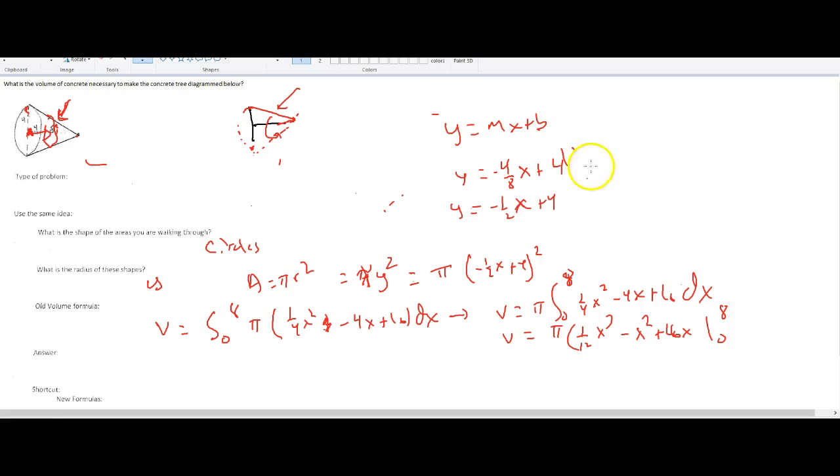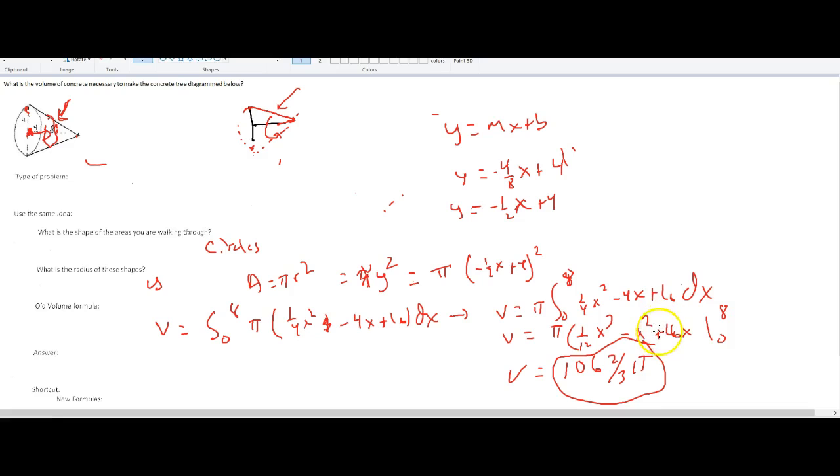Where's my pen? There's my pen. So volume is equal to 106 2/3 pi, whatever the units would be, cubed. All right, so that's how we're going to find the volume of something that's being rotated around the axis.